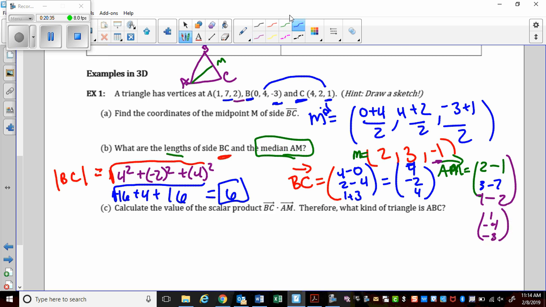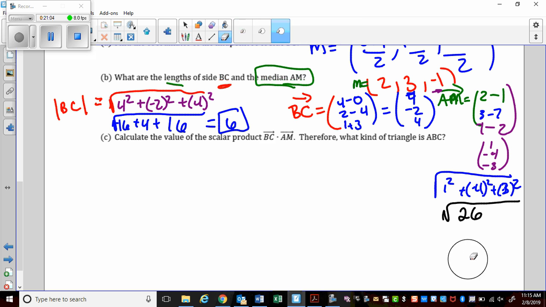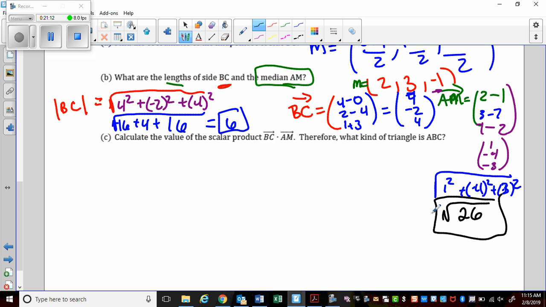And now they're asking us for the length, so we have to use this formula again. So this is the square root of 1 squared plus negative 4 squared plus negative 3 squared. If we add these together, this is going to be the square root of 26. I'm going to leave it like that because it's not nice. There you go. That's it. This is the length of AM.